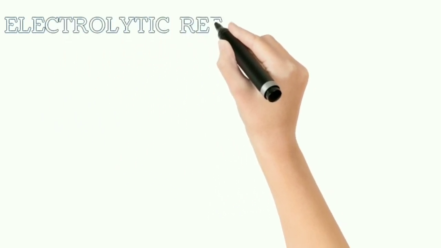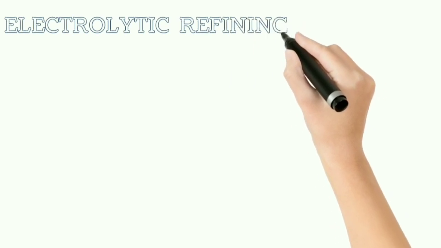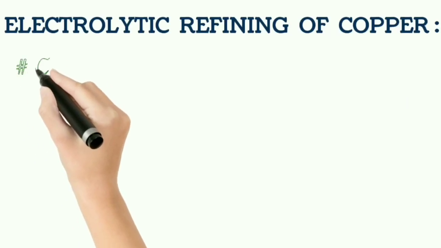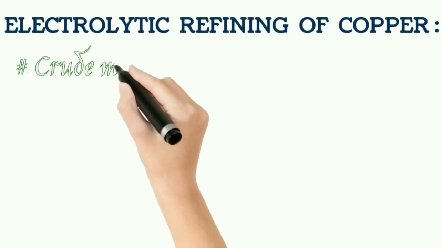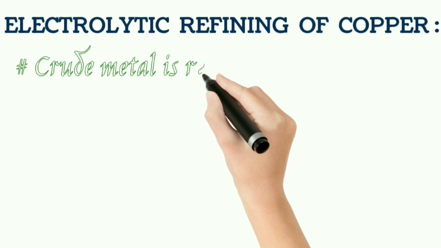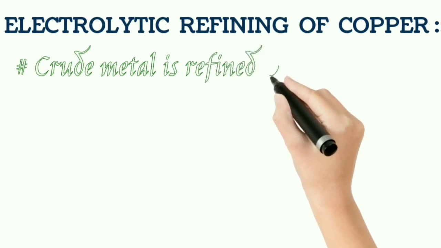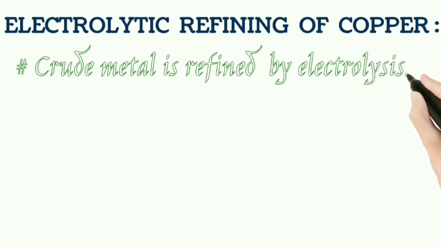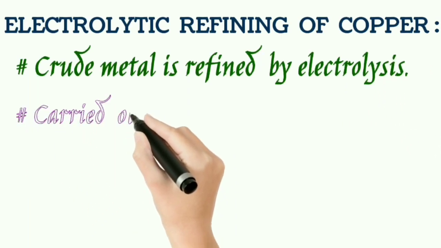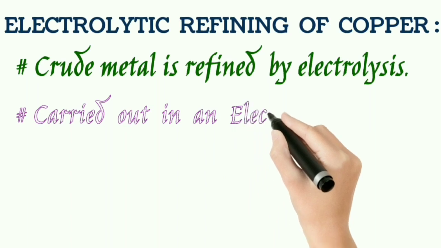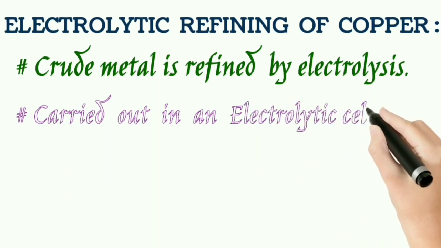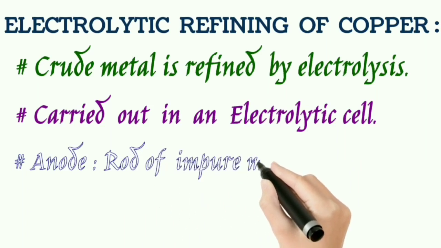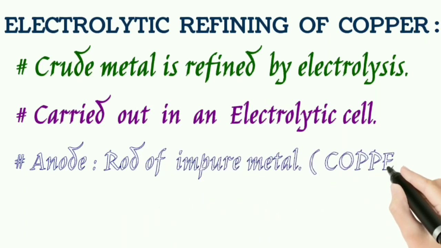Let us see about the very first, the electrolytic refining of the copper. Crude metal is refined by the electrolysis process. I told you that crude metal நம்ம pure metal convert பண்ண போறோம். அதுக்கு நம்ம carry out பண்ற process ஓட பேரு தான் electrolysis. So இந்த electrolysis எந்த இதுல carry out பண்ணுவீங்க அப்படின்னு கேட்டிங்கன்னா electrolytic cell. So for carrying out this electrolysis process we need an electrolytic cell. So what is this electrolytic cell?